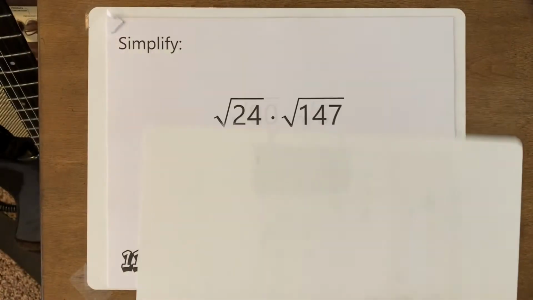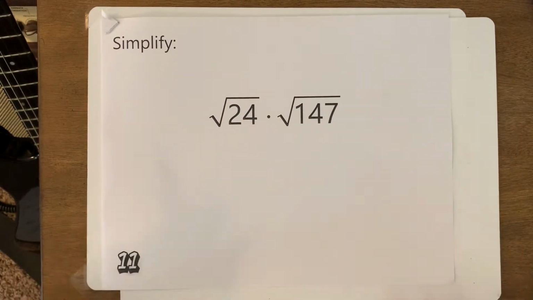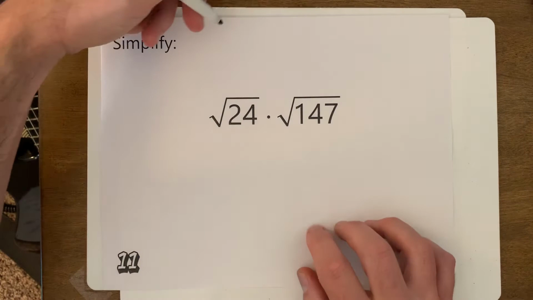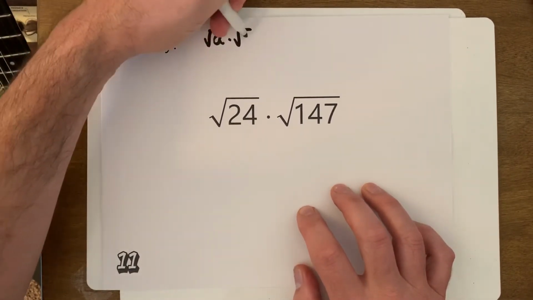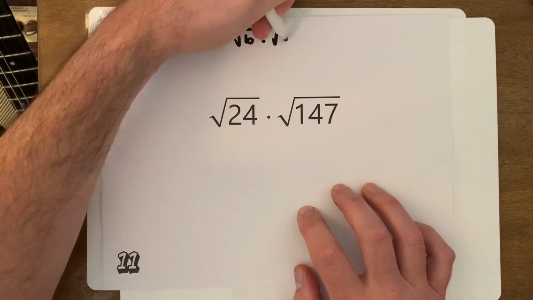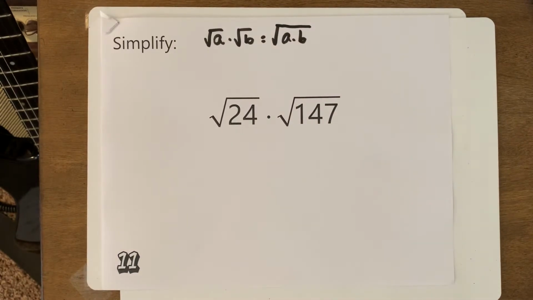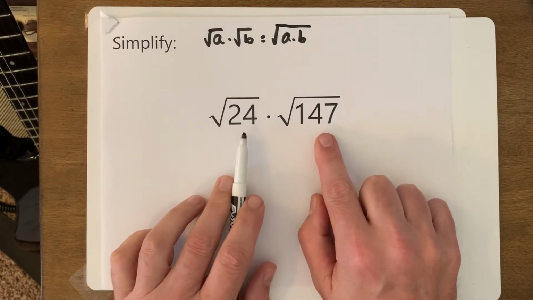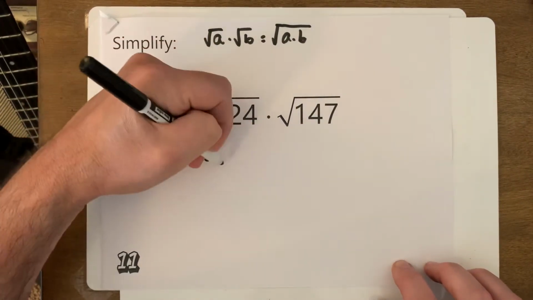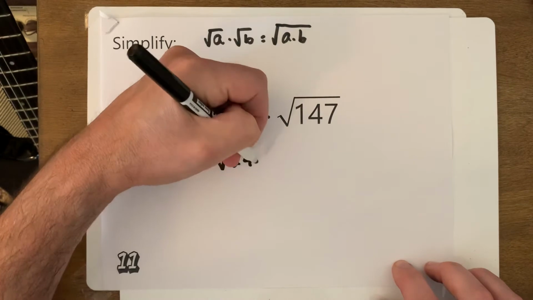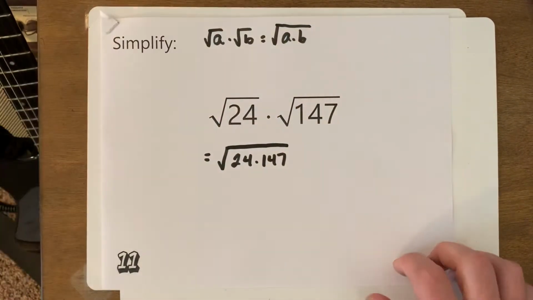All right. Now we're going to multiply. Now, when you multiply, there is a rule that says the square root of A times the square root of B is equal to the square root of A times B. I do have that rule available. What that means is I can take these two numbers and multiply them together under a common square root. And if I do that, I'm going to get the square root of 24 times 147, the square root of all of that.